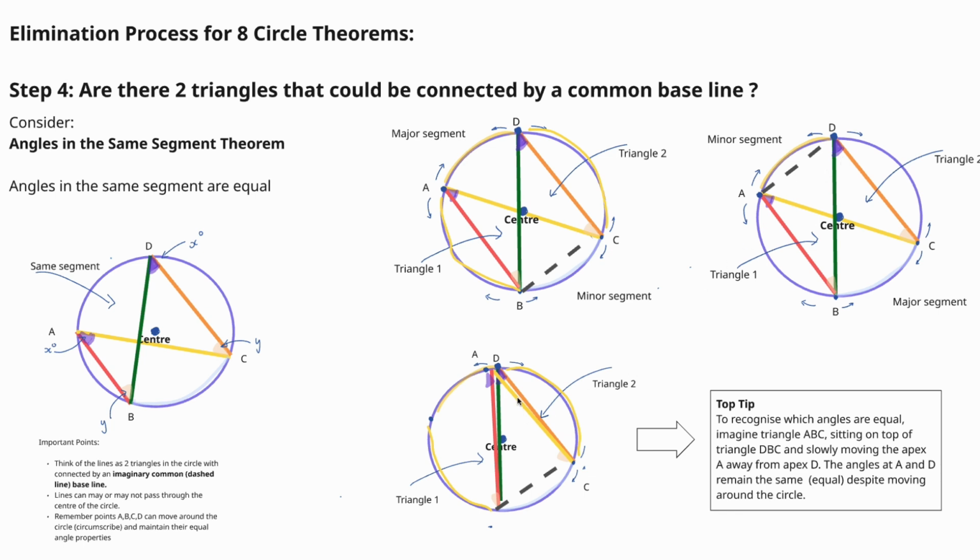In this theorem, try and get comfortable by moving the vertices around the circle. Notice that although the shape of the triangle may change, the angles in the same segment remain the same.